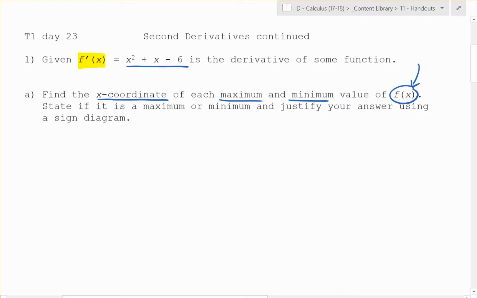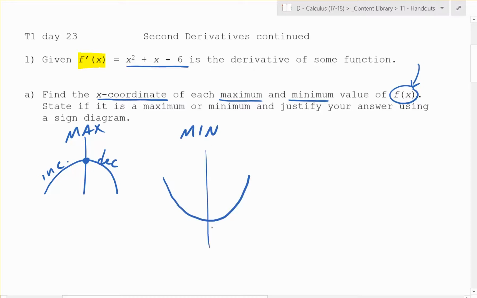The key thing to remember here is that a maximum happens when a function changes from increasing to decreasing. A maximum occurs when the function changes from increasing to decreasing. So this is a max. And a minimum occurs when the opposite occurs, which is when a function goes from decreasing to increasing. So the minimum is happening right there because the function is going from decreasing to increasing.